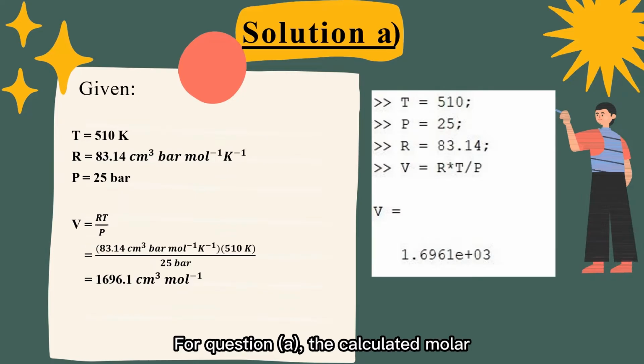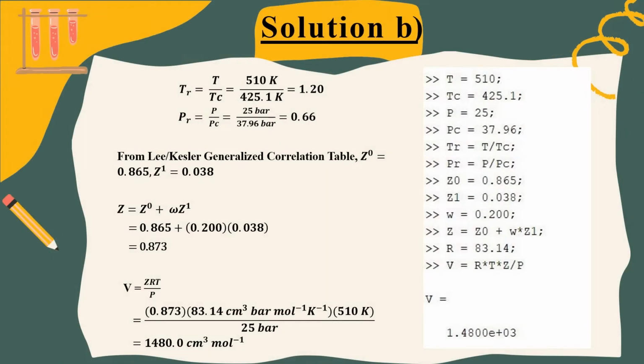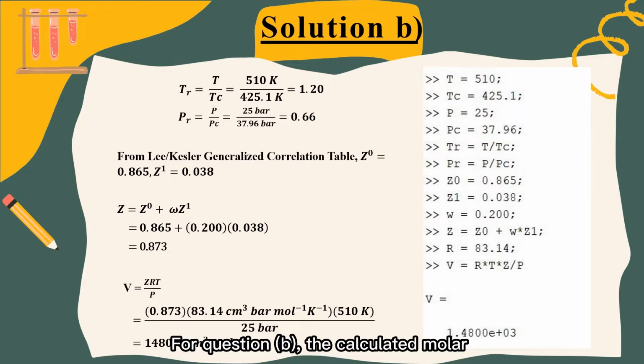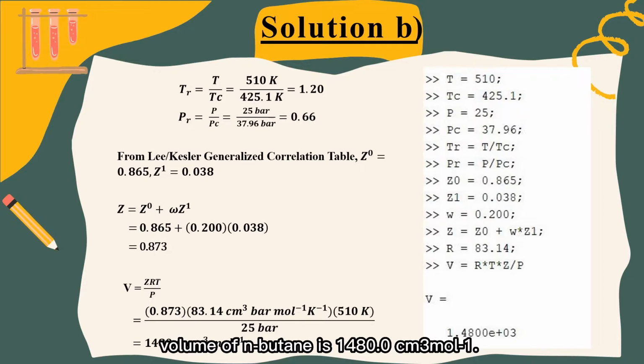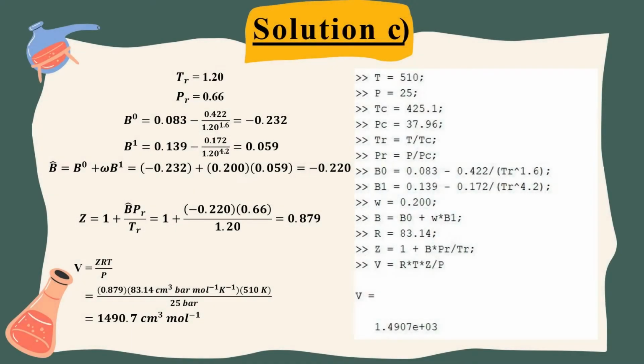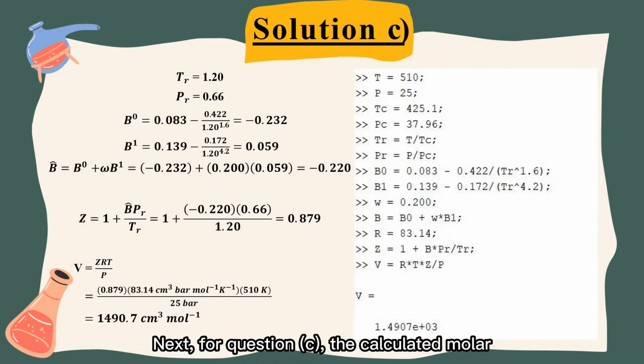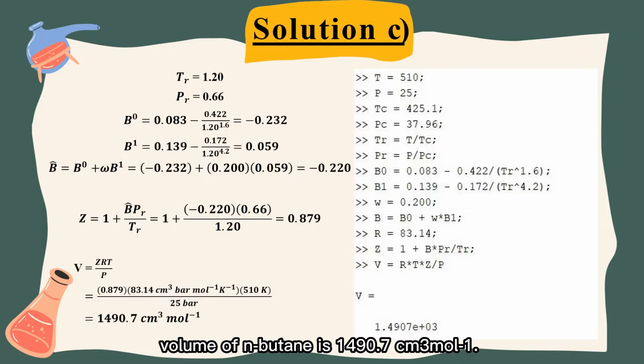For question A, the calculated molar volume of N2 is 1696.1 cm3 per mole. For question B, the calculated molar volume of N2 is 1480 cm3 per mole. Next, for question C, the calculated molar volume of N2 is 1419.7 cm3 per mole.